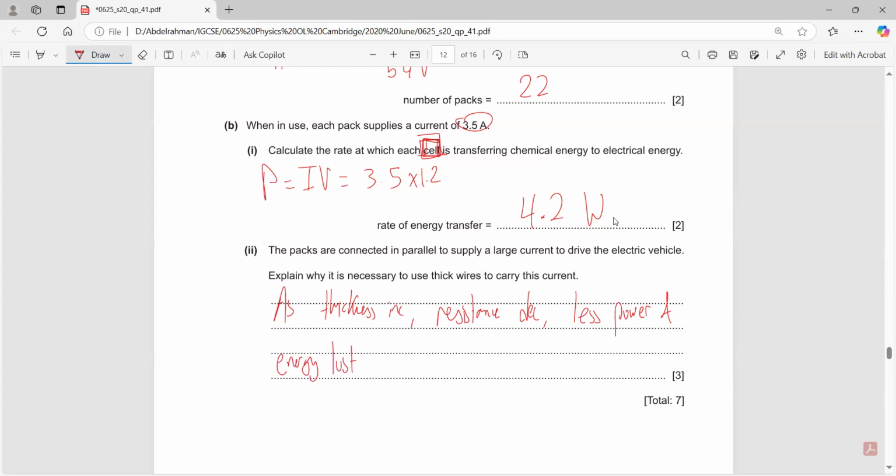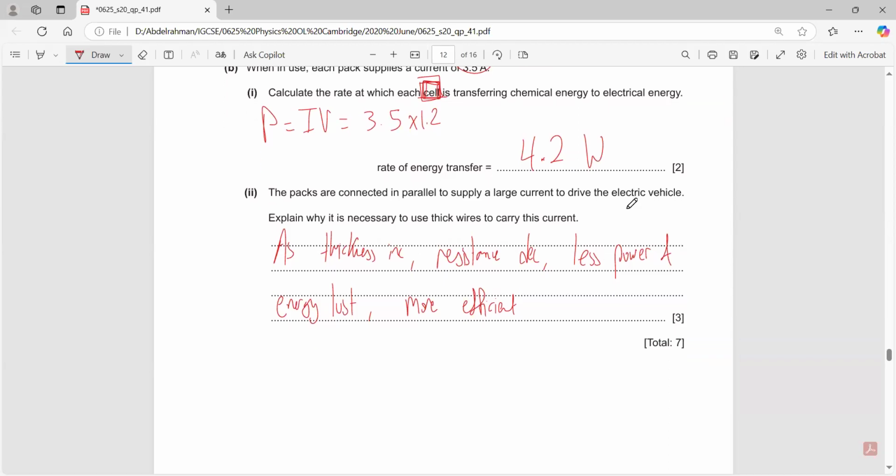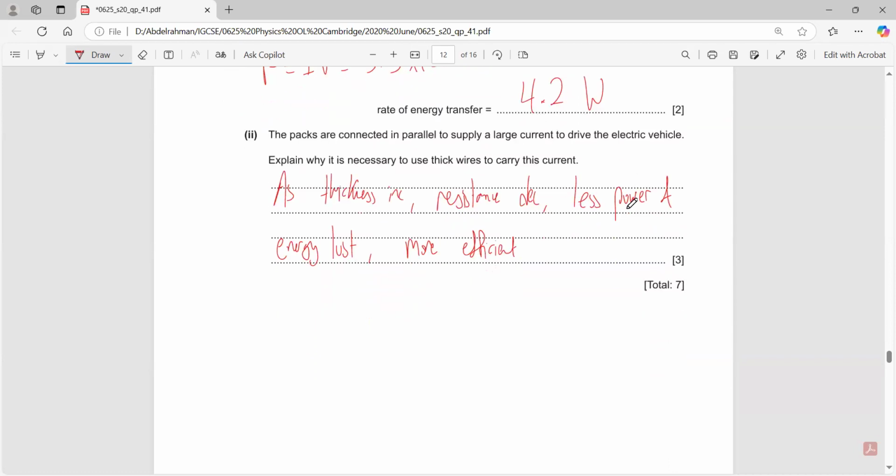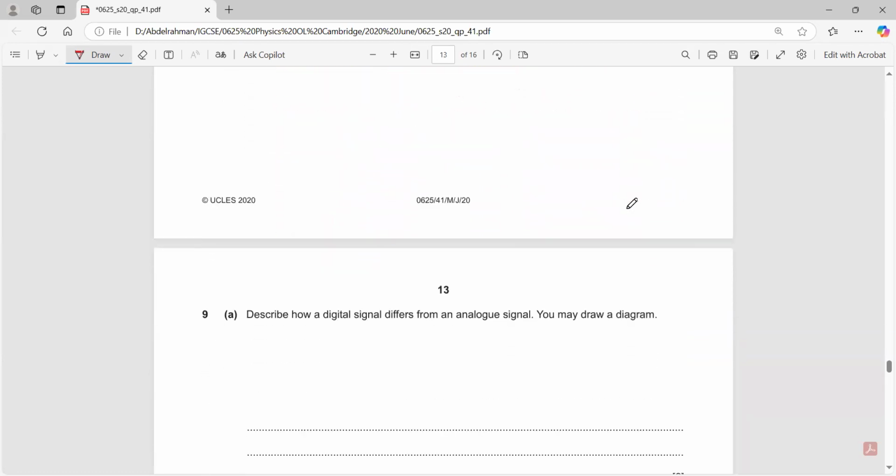When you have less power and energy lost, this is more efficient. Why is this more efficient? Because you won't have to spend that much money. You're actually using up most of this energy. You're not wasting most of the energy. So it's more efficient now.